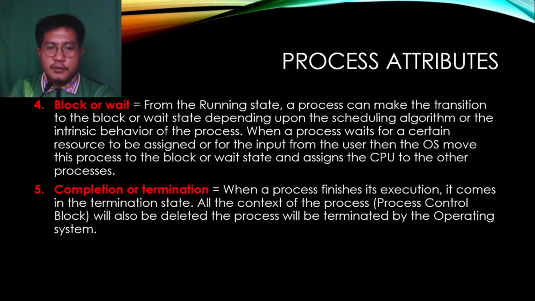And then for completion or termination: when a process finishes its execution, it comes into the termination state. All the context of the process control block will also be deleted. The process will be terminated by the operating system. It means it is already complete. It has already been processed and has given the necessary output or result. So all its resources will be cleared. All the used general purpose registers and other devices will be cleared, ready for the next process.